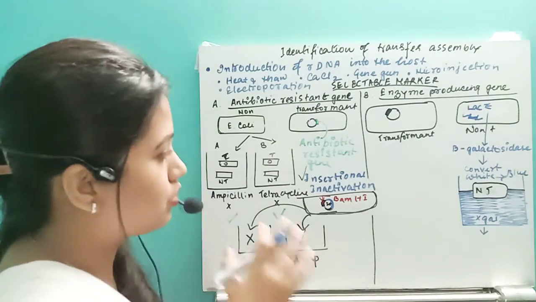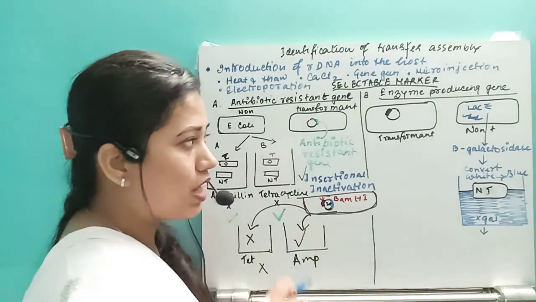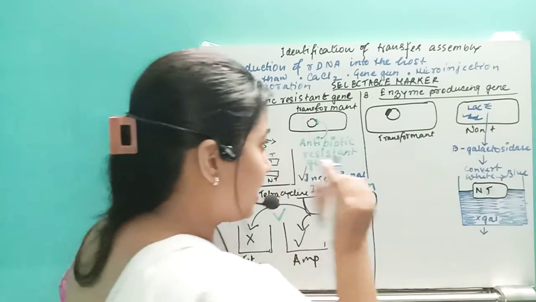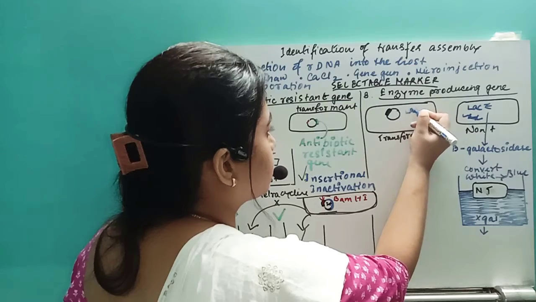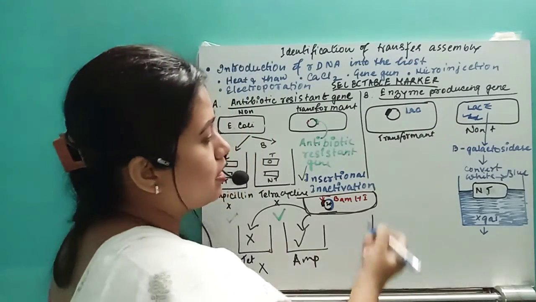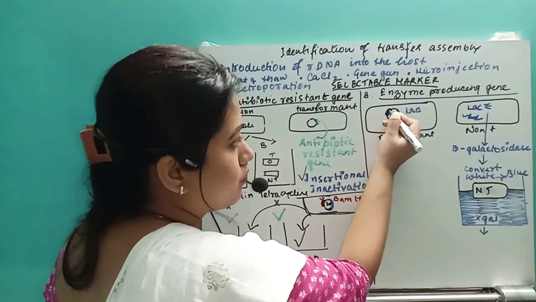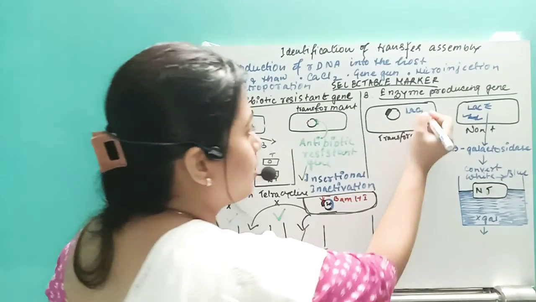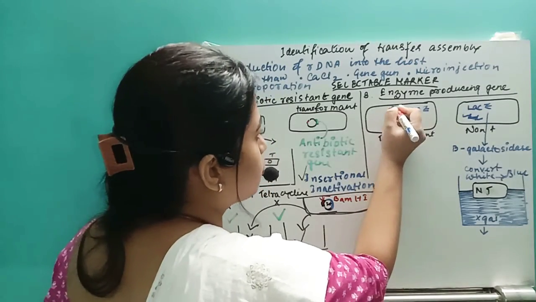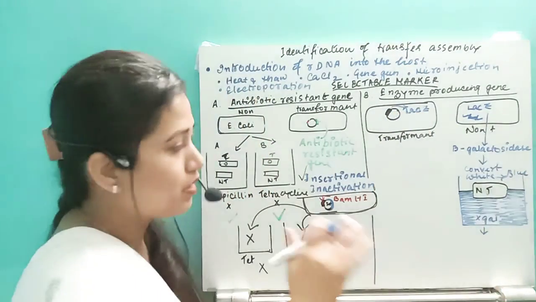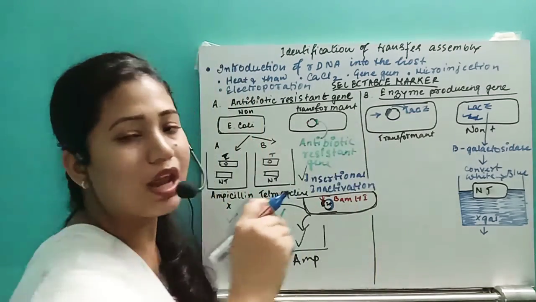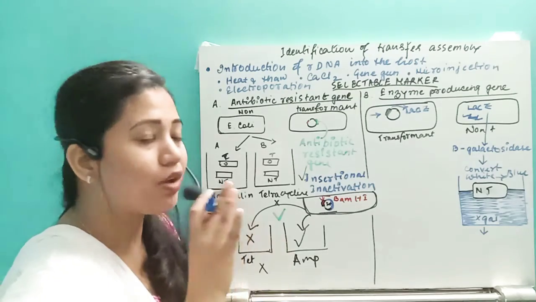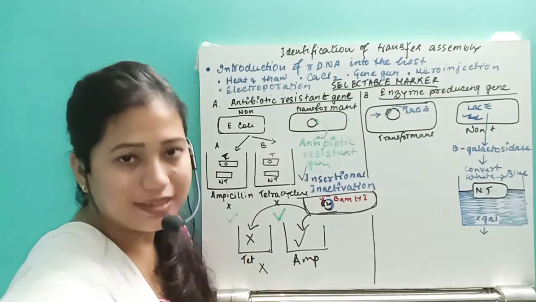Now come to the transformant. In the transformant, what happened to that lacZ gene? Suppose this is the lacZ gene. In this region, the lacZ gene was there. What we have done is remove the lacZ gene from here, and we have injected our gene fragment. So this one is now our gene fragment, our gene product, not the lacZ gene.